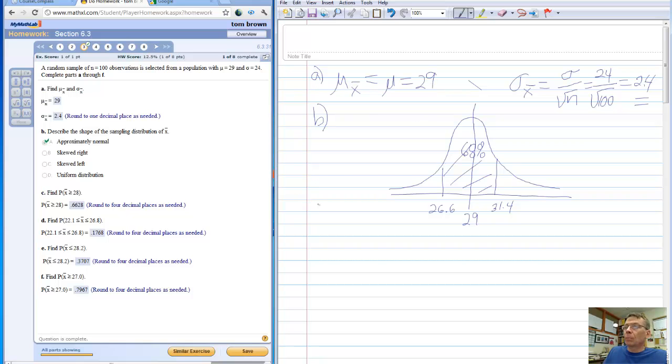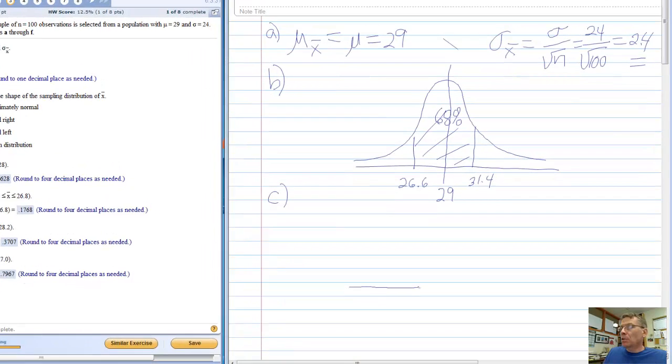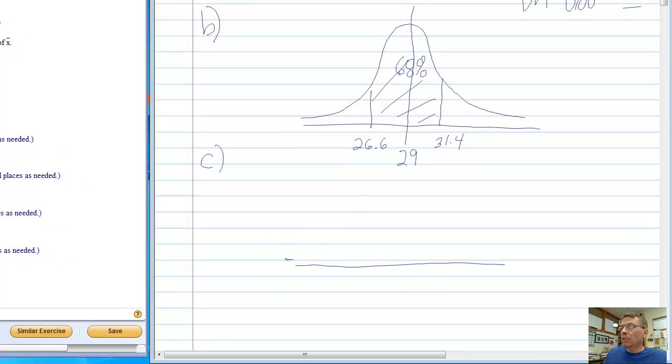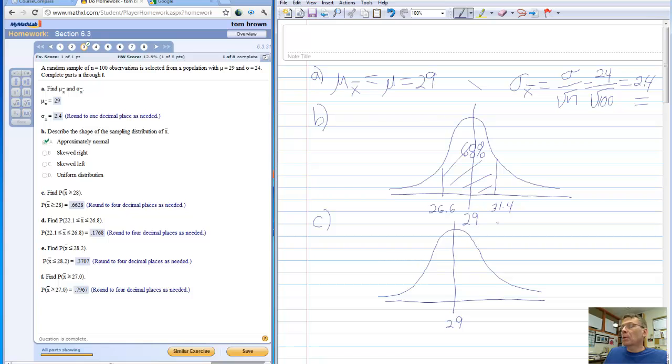Okay. So let's go to Part C. I find it very helpful when trying to solve problems like C, D, E, and F to draw a picture. So I'm going to draw a picture of the sampling distribution of x bar. We know the mean is 29. We know the mean is in the middle. And again, we know that if we go out a certain number of standard deviations, we're going to get pictures that look like Part B.